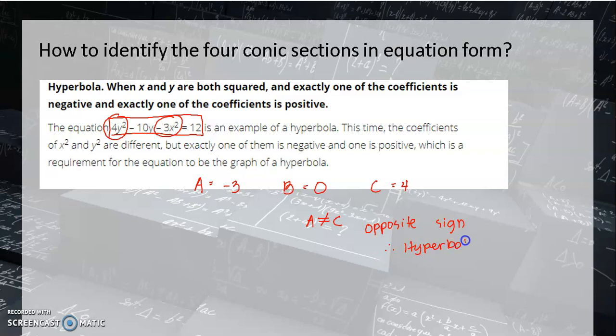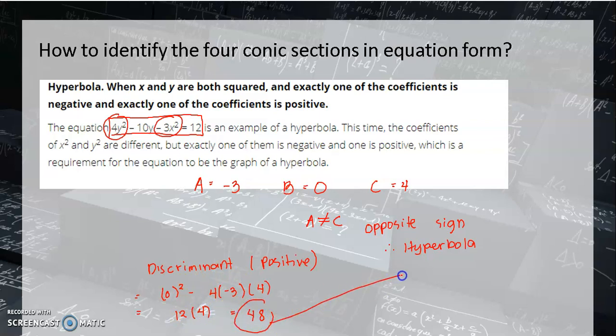To check if this is correct, let's use the discriminant. The discriminant of a hyperbola should be positive. So let's try to use the values here. This will be 0 squared minus 4 times negative 3 times positive 4. And that would be equal to positive 12 times 4, and that equals positive 48. Meaning to say, we rule in a hyperbola.